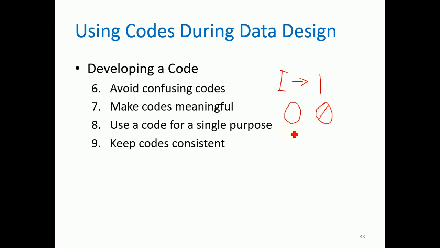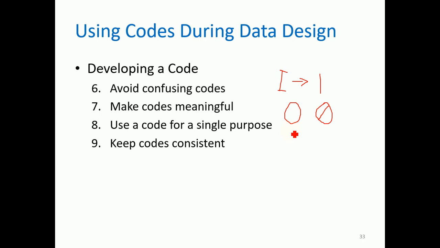Okay, so next we have: make codes meaningful. For example, the alphabetic codes for provinces and for the country, we have the PH. That is already a very meaningful code for provinces and for countries.